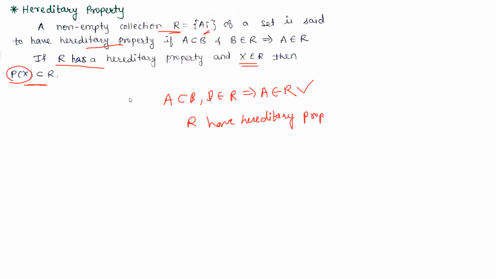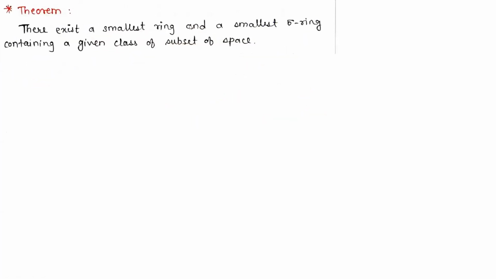Now the next theorem is: there exists a smallest ring and a smallest sigma ring containing a given class of subsets of a space. So here we have to prove that there exists a smallest ring and smallest sigma ring containing a given class of subsets of space. Here the space will be X. So, proof.